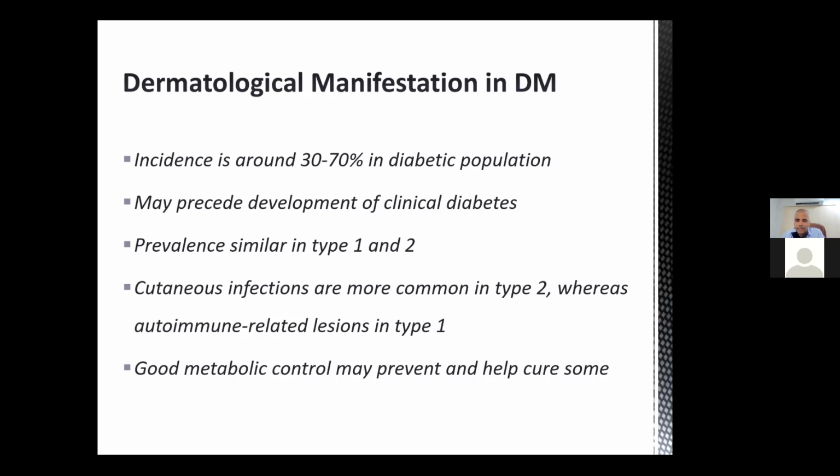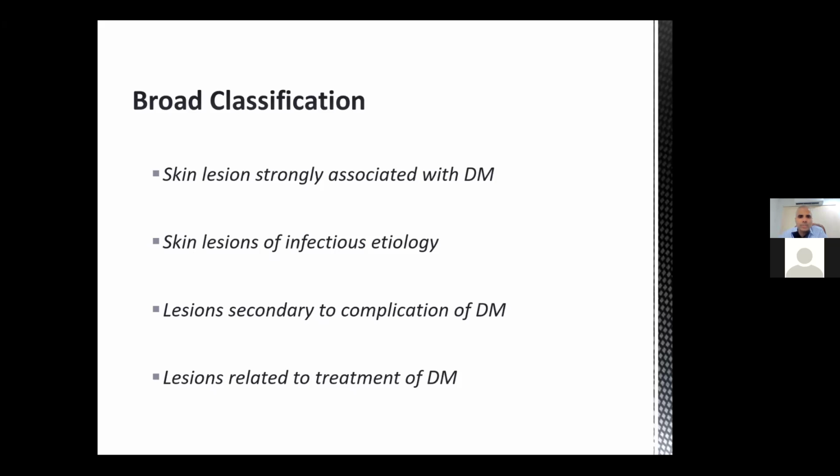Good metabolic control definitely has a key role to play, which will help in improving some of these complications. Now, when you look at the skin complications, you can divide them into skin lesions strongly associated with diabetes, infections to which diabetics are more prone, and lesions secondary to complications of diabetes. Somebody develops a neuropathy or a vasculopathy, they develop an ulcer, so that can also lead to a complication because of a complication of diabetes.